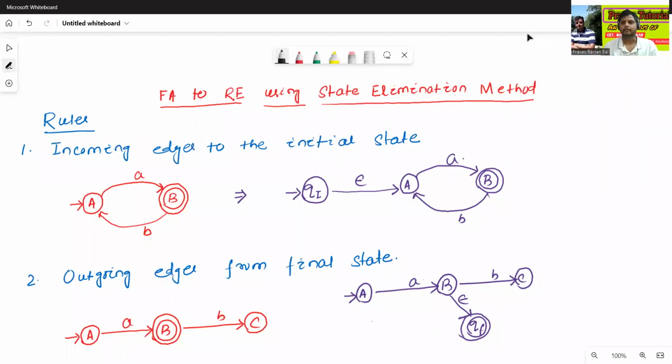Hello all, I am Dr. Prabhas Sanjanbal. In today's class, we'll discuss the construction of regular expression from finite automata using the state elimination method.